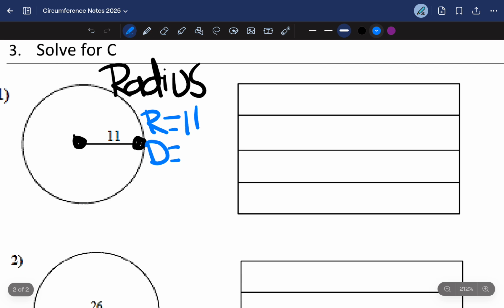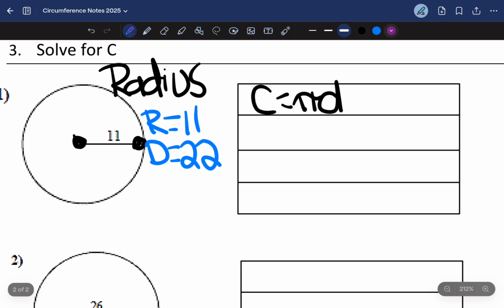So the radius is 11. So to get the diameter, remember it takes 2 radius to get 1 diameter. So we could multiply by 2 and we would get 22. So we could just use that number. And since we know the diameter already, we could use the circumference formula that uses diameter. So let's write that. So we have C equals pi D.